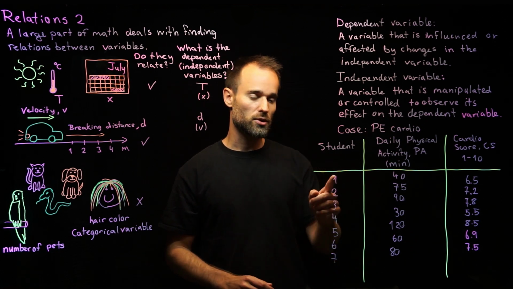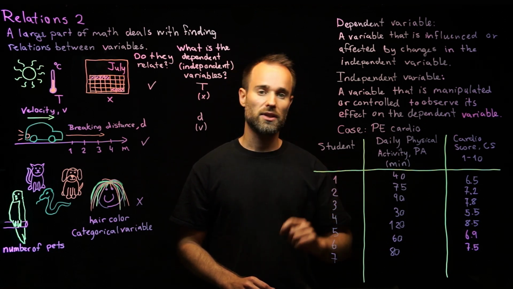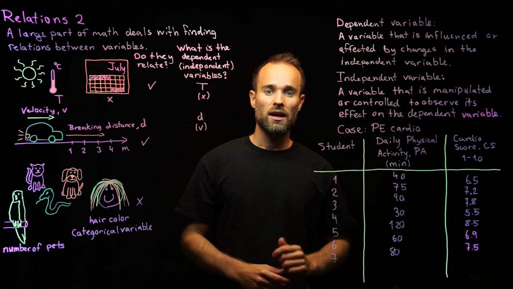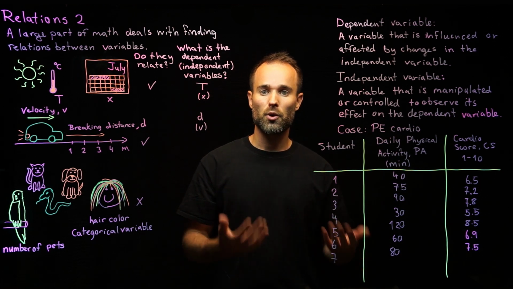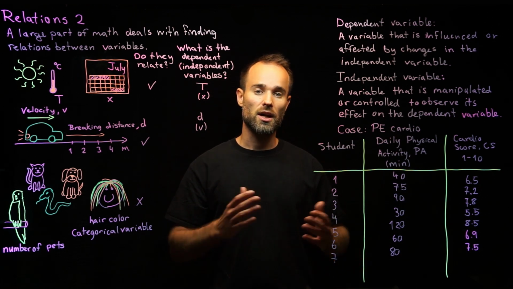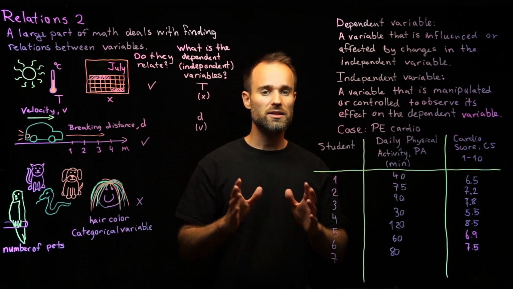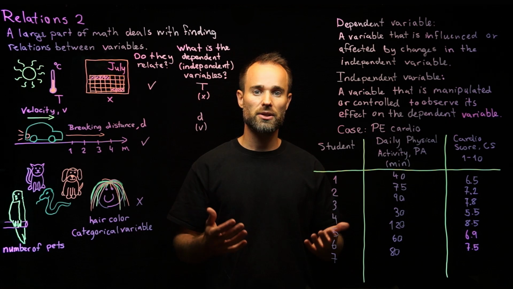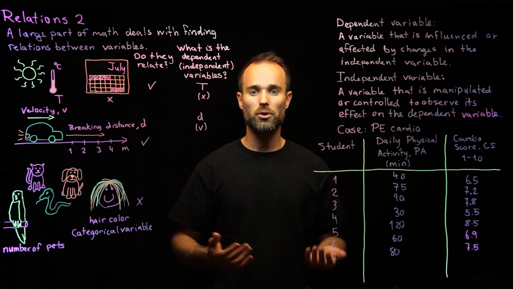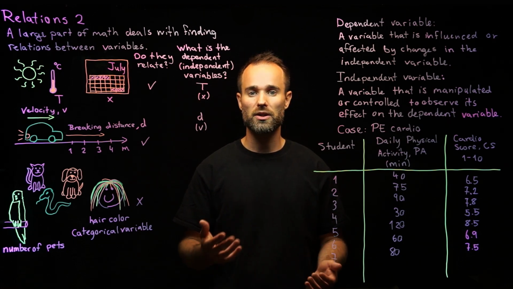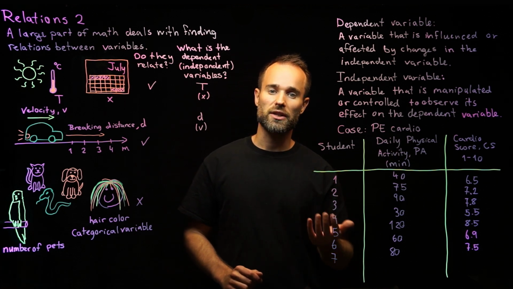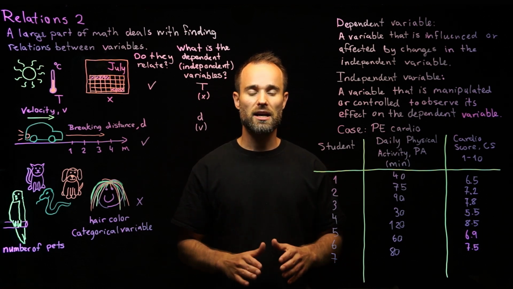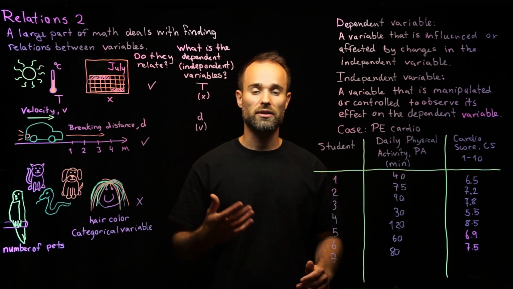For example, student number 1 has 40 minutes of daily physical activity and a cardio score of 6.5. Glancing at the numbers, it seems that the more daily physical activity of the student, the higher the cardio score. Let's graph it. Two things to make a note of here. If you plot a relation between 2 variables and the variables somehow represent a real-world quantity, then remember units on the axes. Typically, the independent variable goes on the x-axis and the dependent variable goes on the y-axis.